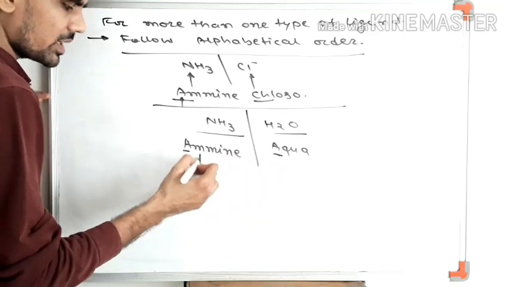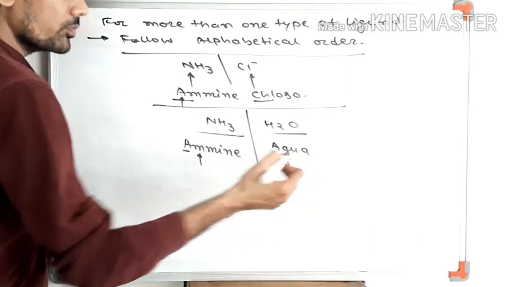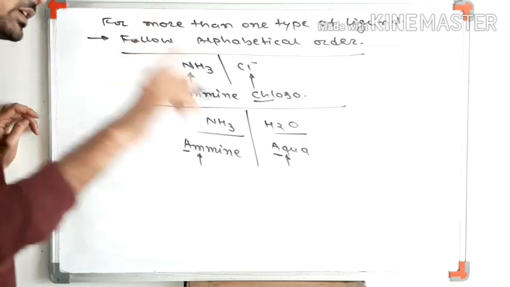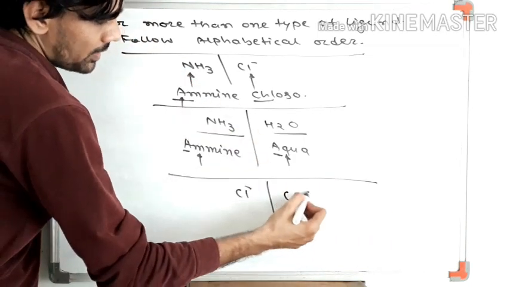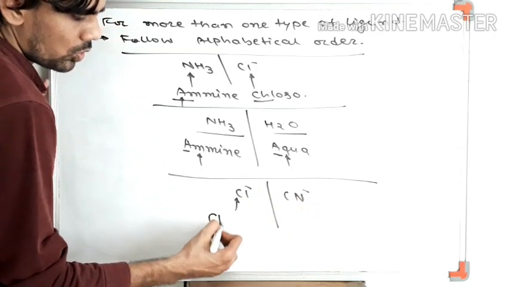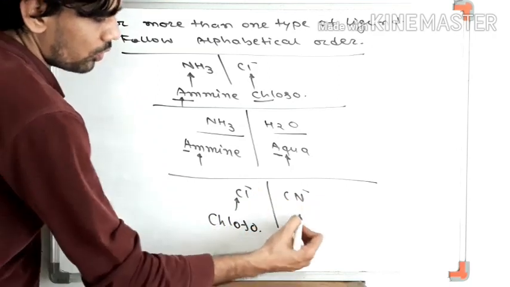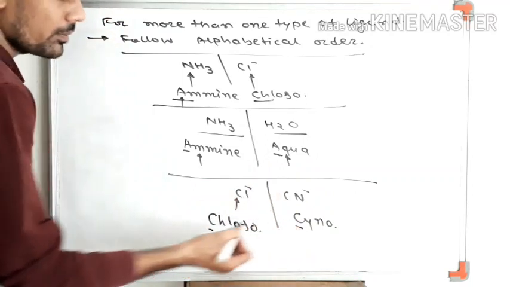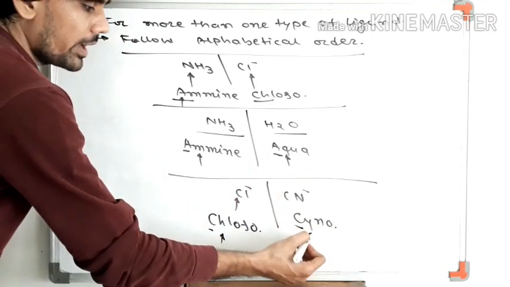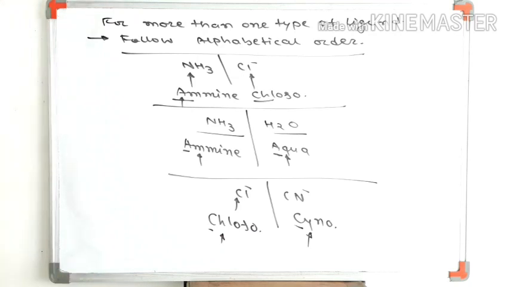A is common, but after that M and Q, and you have to write first ammine, after that aqua. Like for Cl minus and CN minus: for Cl minus it is chloro, for CN minus it is cyano. C is common, but after that H and Y. Then you have to first write chloro or chloride, after that cyano. Is it clear?